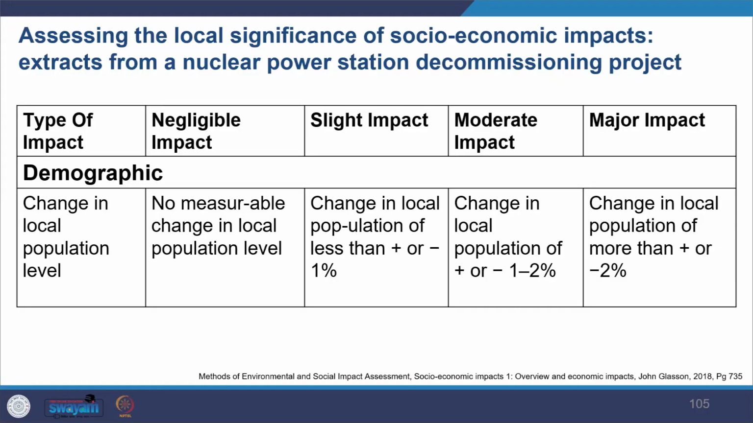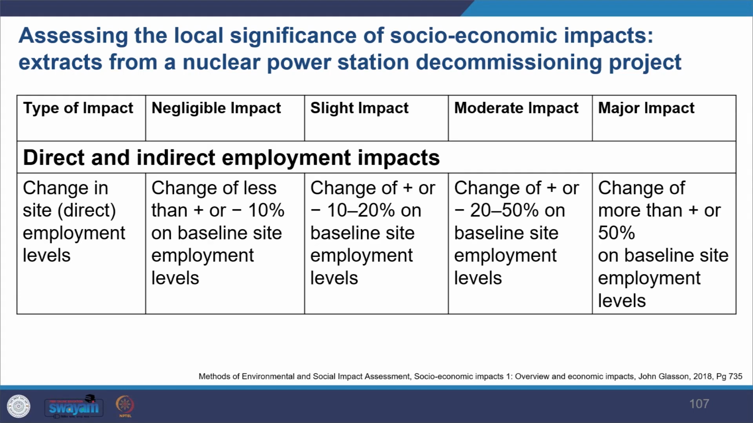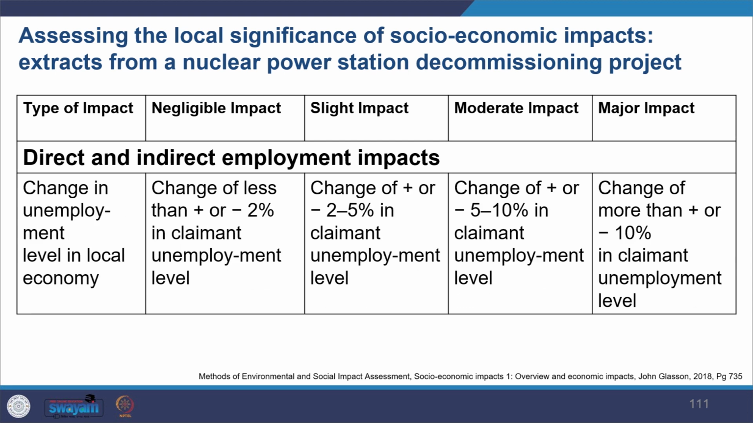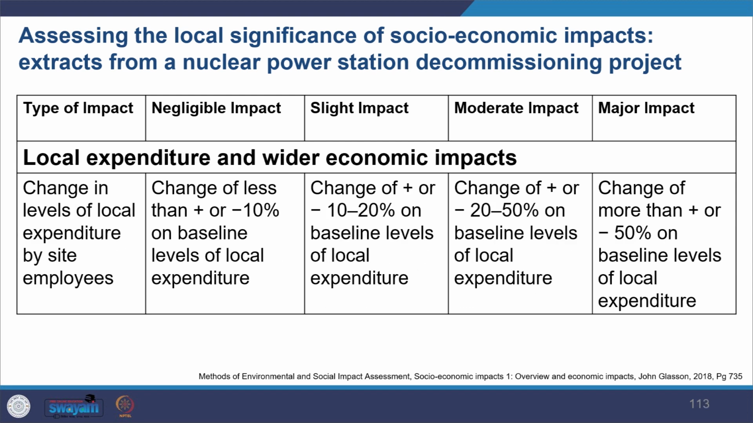You can look at another example here. You can see the change in local population level with negligible impact, slight impact, moderate impact, and major impact. So that is how you can make the judgment. That's the example here. So that was what we saw in this part. We majorly looked at the economic aspect, and in another part we'll look at the social aspect.